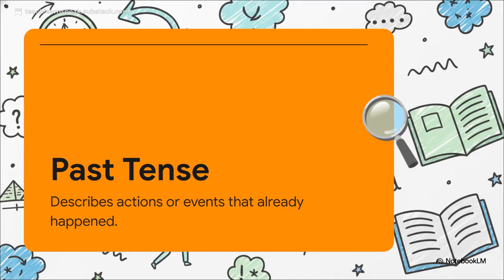Okay, let's start with the absolute basics. The past tense describes actions or events that already happened. Notice the heavy emphasis on already happened. This grammatical tool acts as a strict boundary. It's meant exclusively for realities that are completely in the rearview mirror. So if an action is still ongoing, or if it hasn't even started yet, this is definitely not the tool you want to use. We are dealing strictly with completed realities here.